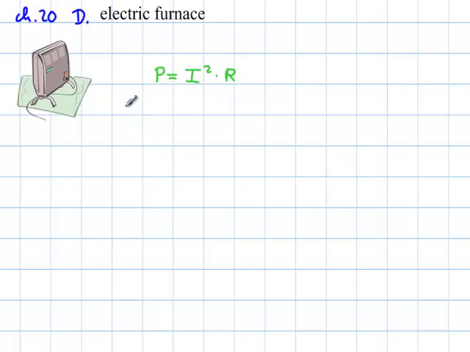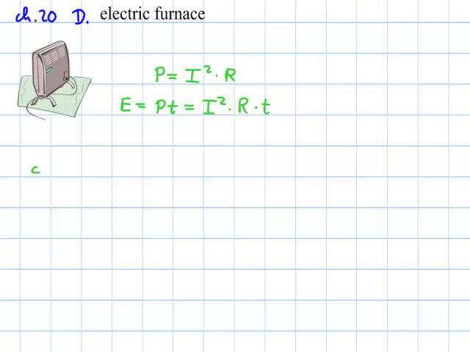So of course E equals power times time, which means we have to use this kind of equation here, I squared times R times T. And of course what they're asking about is the total cost.